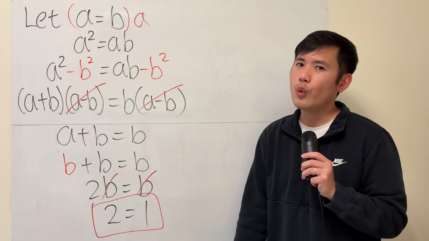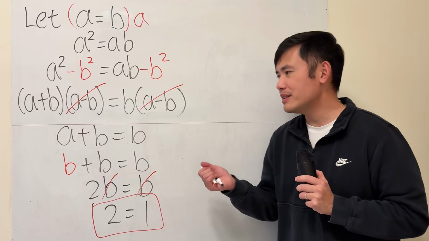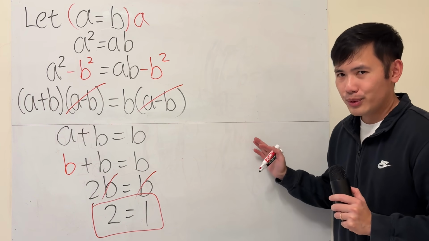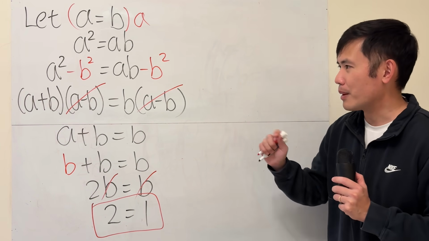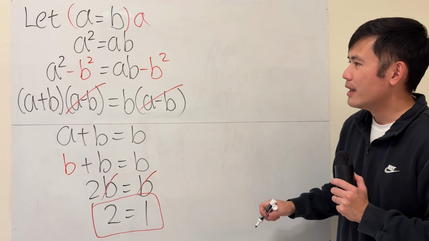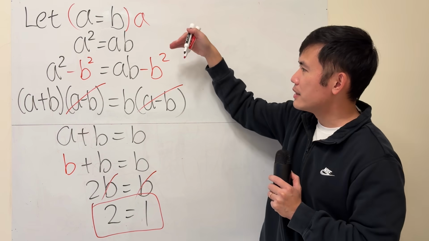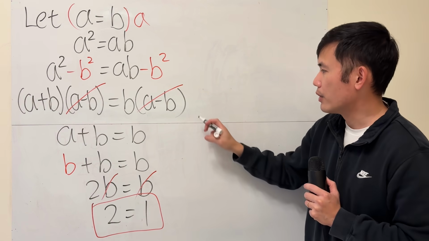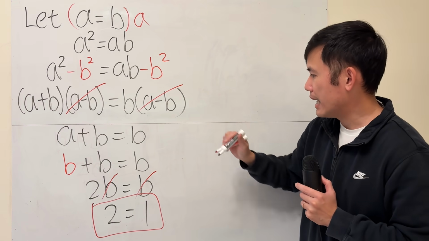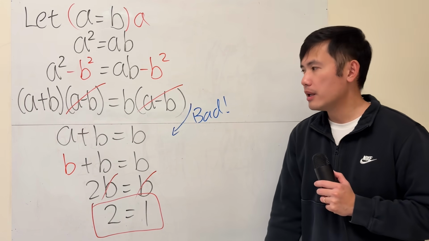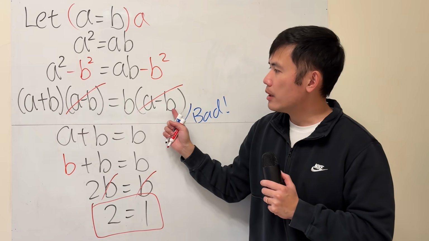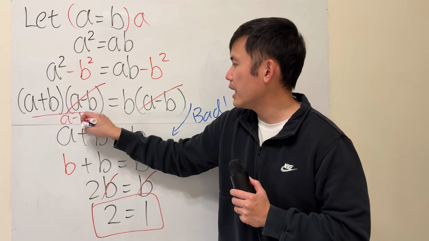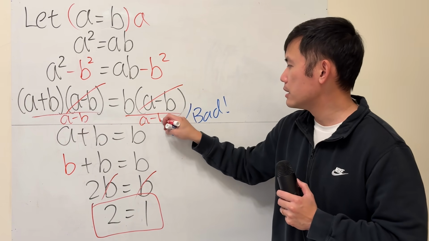So what went wrong? If you haven't seen this right here, definitely pause the video and think about it. And I'm going to review the problem steps right here. Ready? So this is okay, this is okay, this is okay, this is okay, but from here to here is not okay. So this right here is bad. Why? We got rid of the A minus B on both sides, so technically what we're doing is dividing both sides by A minus B like this.